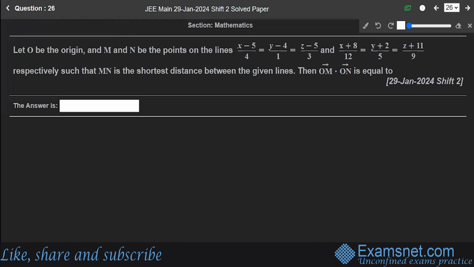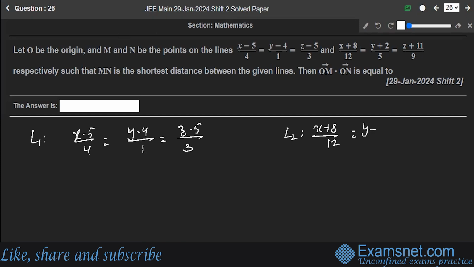Question number 26. Let O be the origin and M and N be the points on this line and this line respectively, such that MN is the shortest distance between the given lines. Then the dot product of OM and ON is equal to. You're having the first line as L1: x minus 5 upon 4, y minus 4 upon 1, z minus 5 upon 3. And L2 line: x plus 8 upon 12, y plus 2 upon 5, z plus 11 upon 9.